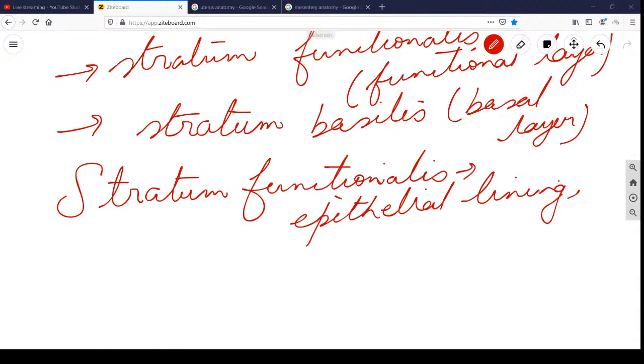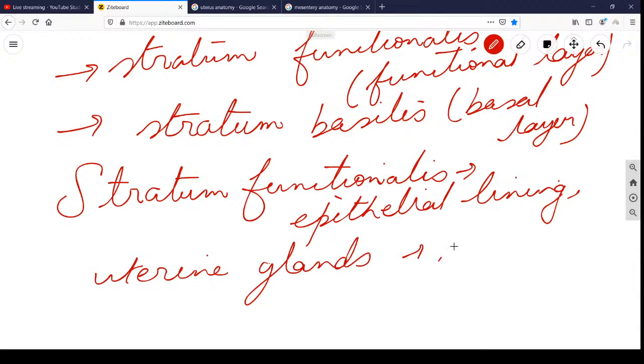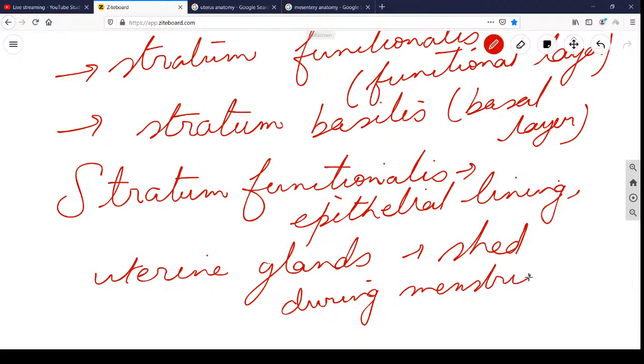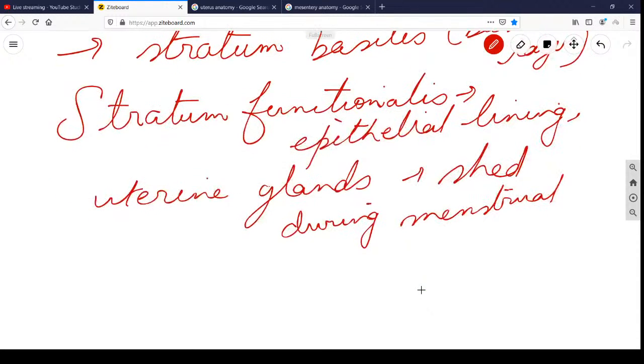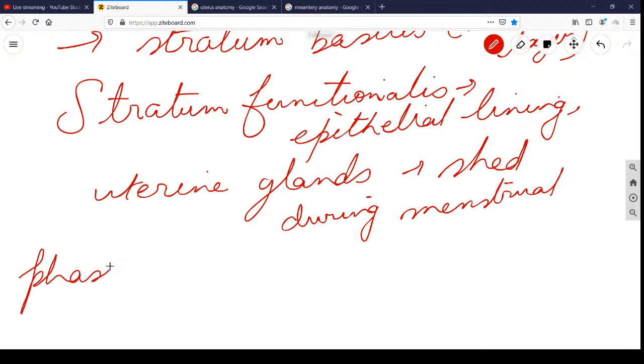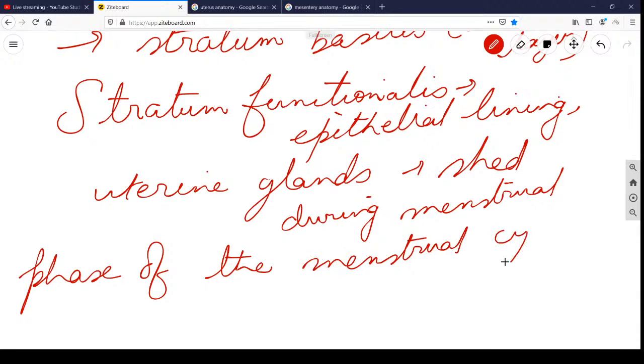The uterine glands are shed during the menstrual phase of the menstrual cycle, day 1 to day 4 or day 1 to day 5, it can go for.